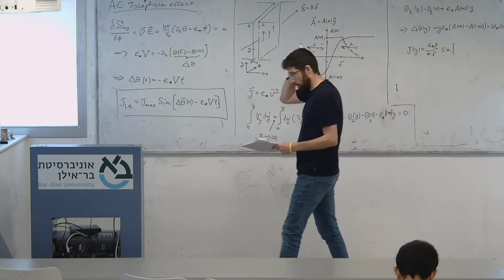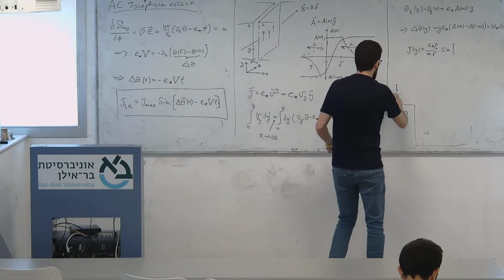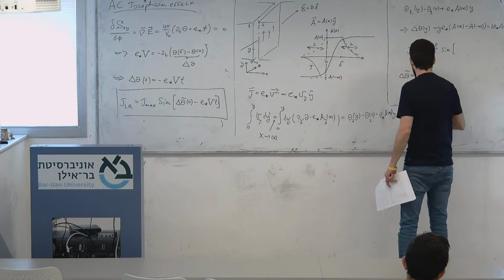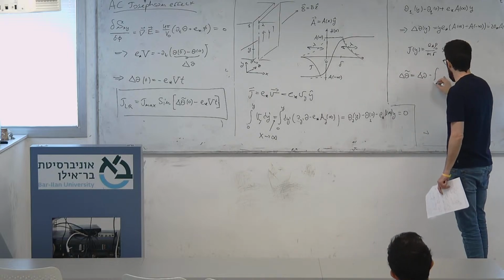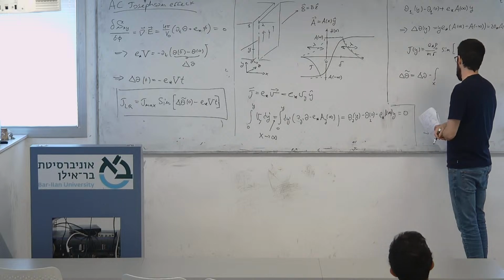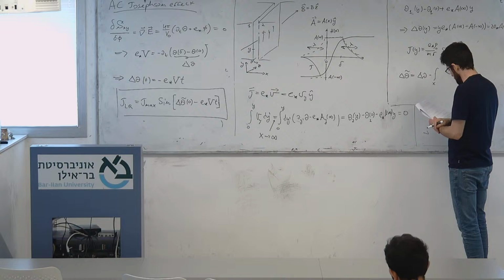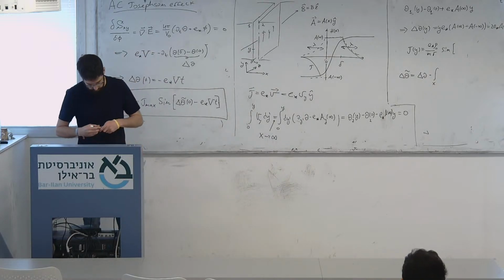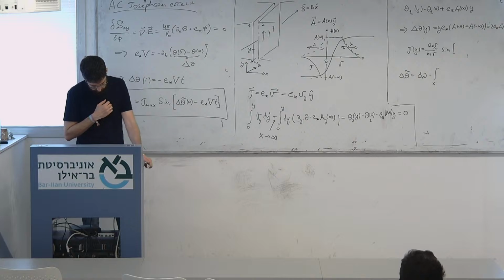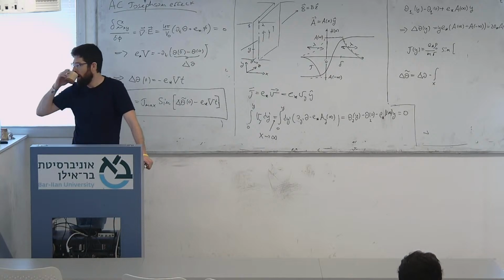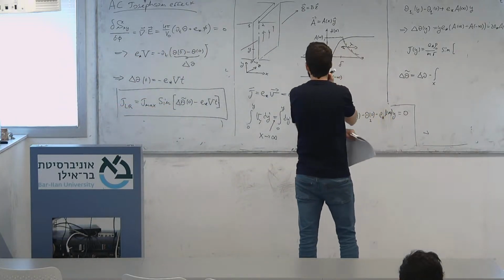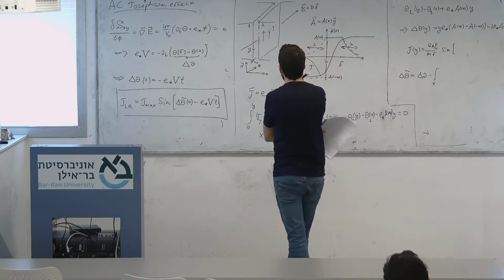Now what we need to do, let me remind you that delta theta tilde is delta theta minus the integral x of y.